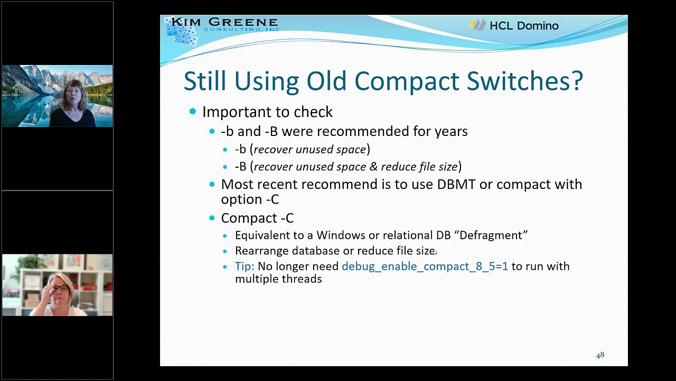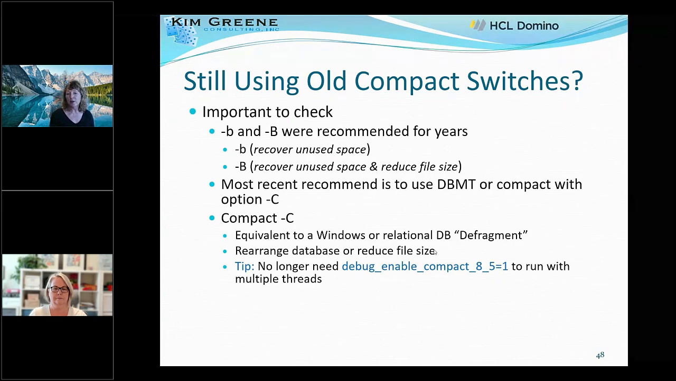So what are you doing with Compact? We were told for many, many years that you should be running Compact with the lowercase b or uppercase b, whether you want to recover space or just recover the unused space. Well, the most recent recommendation, actually for quite a while now, is to use DBMT. In essence, what DBMT is doing is a copy style compact. So if you're not using DBMT, you really should be switching your compacts to use compact -c.